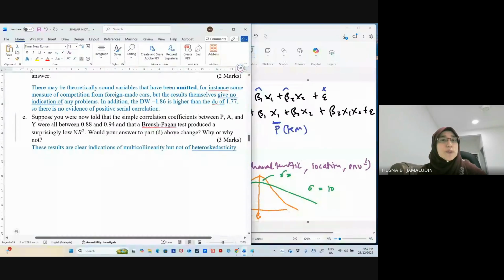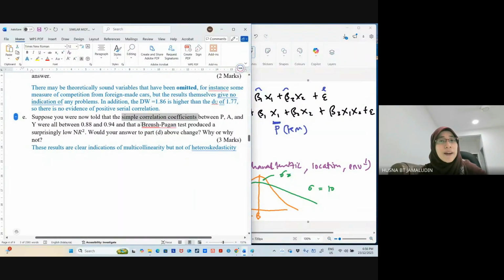Okay, suppose you were now told that the simple correlation coefficient, when you have simple correlation coefficient, this is actually testing your serial correlation between P, A, and Y, all between. So the simple correlation coefficient is actually high. They are somehow closely related. Okay, so simple correlation coefficient is to test your serial correlation issue.